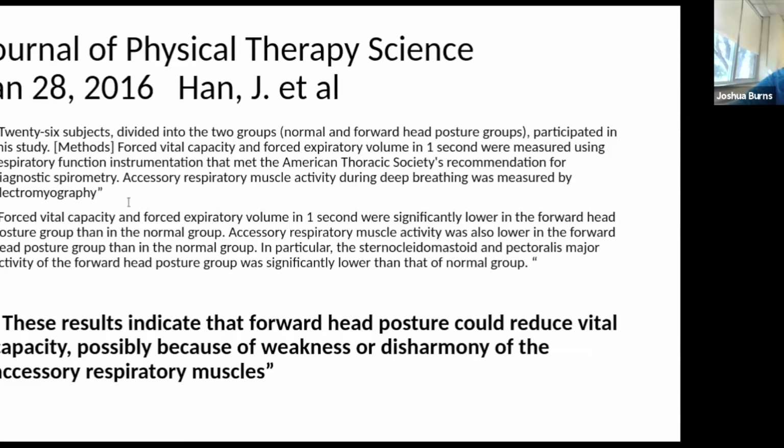I included a journal article here from 2016, and the conclusion of this article was that the results of the study indicate that forward head posture reduces the vital capacity of the lungs, possibly because of weakness or disharmony of the accessory respiratory muscles. So the muscles that we're looking at there, not just the diaphragm itself, but the intercostal muscles between the ribs that allow us to lift our rib cage and expand our lung capacity, are inhibited as well by bad posture. And that study was excellent at pointing that out.